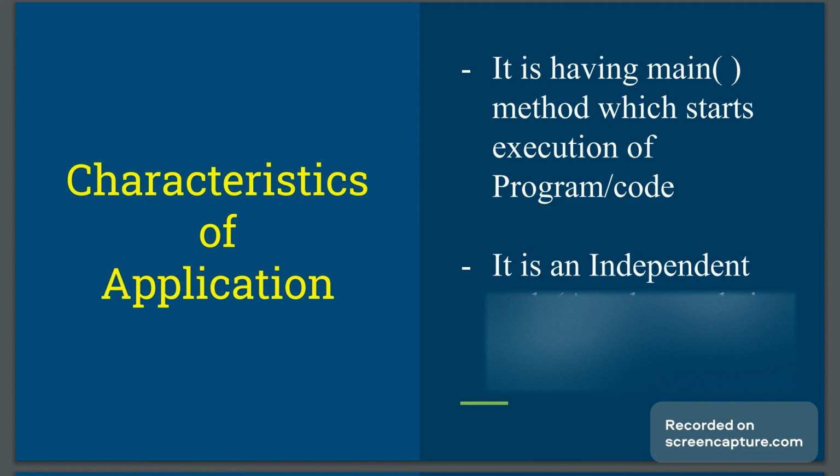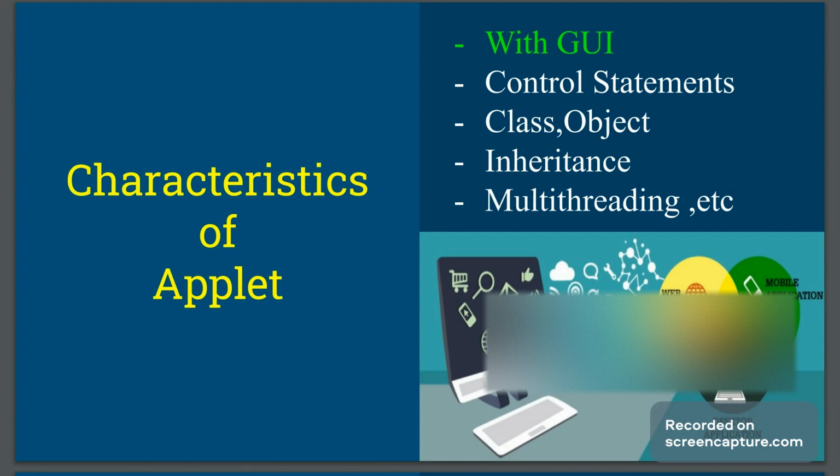Application programs have independent code, which means they do not require any other code. It is pure Java code.